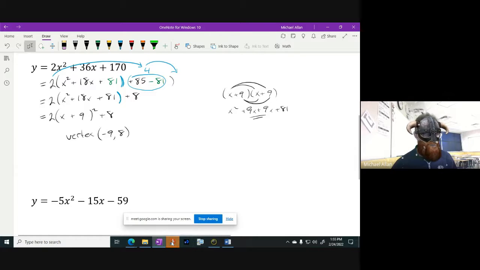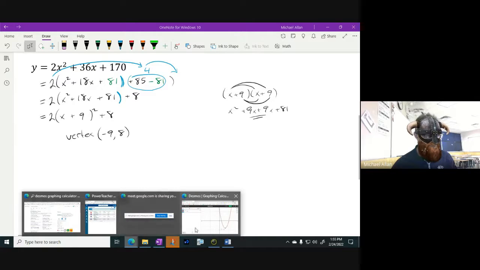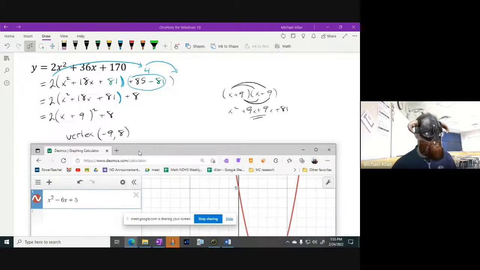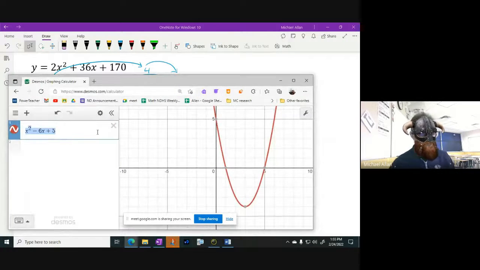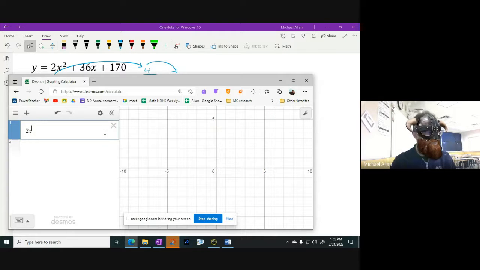I'll pull out my graphing calculator, which I closed. Oh, no, I didn't close it. Okay. It just looks like it's closed. So I'm going to put in the original equation. I don't want to use the completed square formula because what if I did something wrong? Let's confirm whether I did something wrong or right here. So let's see. That's my graph calculator.